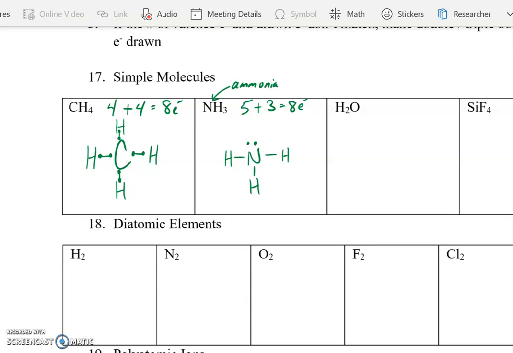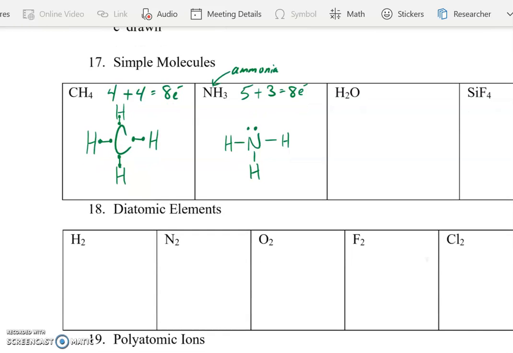After this, we count the valence electrons we've drawn. 1, 2, 3, 4, 5, 6, 7, 8. We're good to go. Let's jump down to a diatomic element.